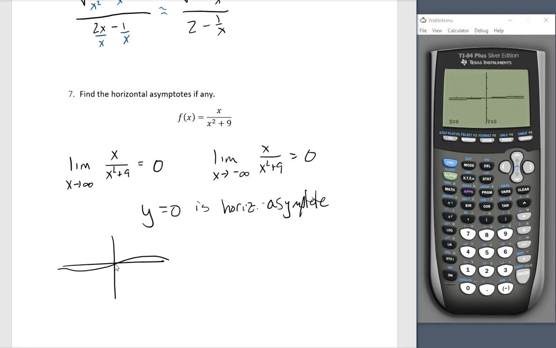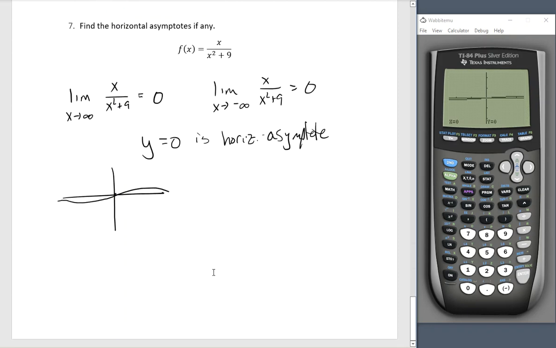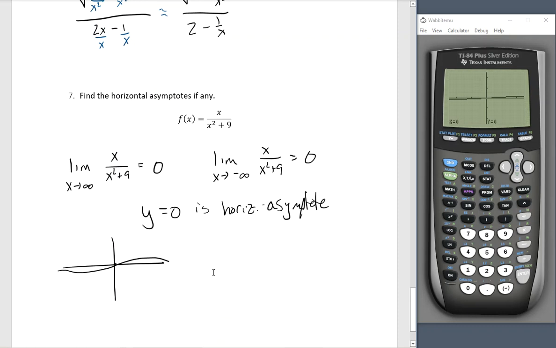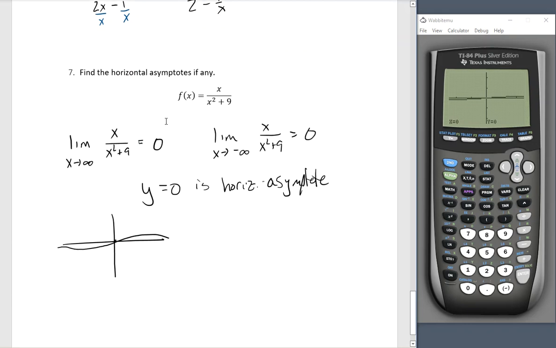It looks like we'll have a critical point. It looks like we might have a maximum or a minimum over here at some point. So there's some work that we could do to it with our derivatives and all, but as far as asymptotes, we got them. Don't overthink it. Do not overthink it.